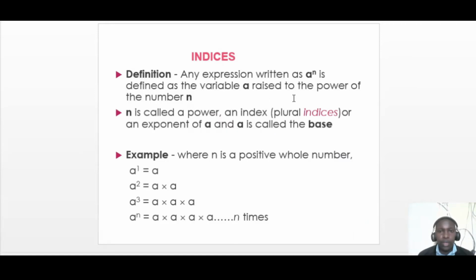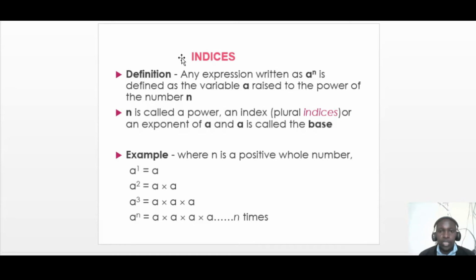First of all, we define any expression written as a raised to power n as the variable a raised to the power of the number n. n is called the power, an index (plural: indices), or an exponent of a, and a is called the base. So when you write this number like this, a is referred to as the base and n is what we refer to as the power. We can refer to it as an index, or we can call it an exponent.